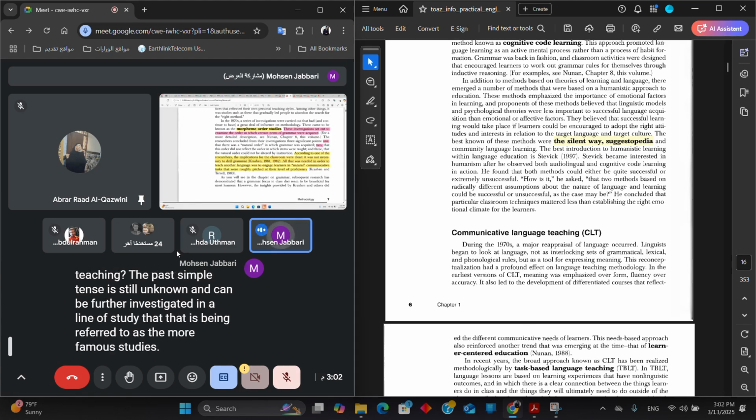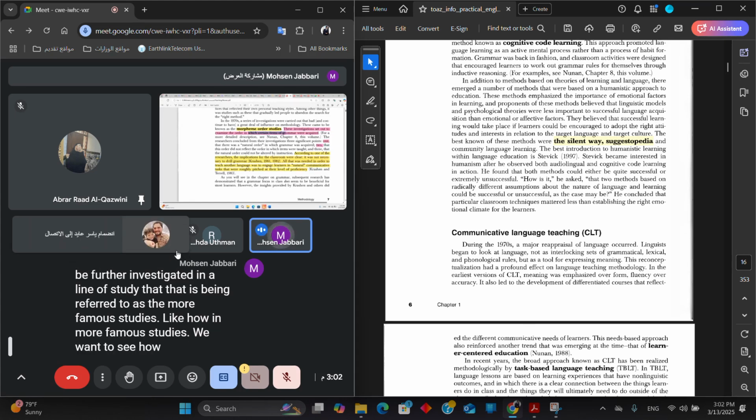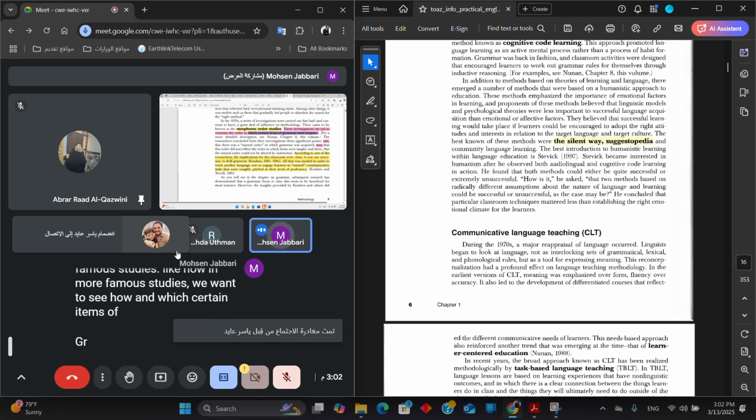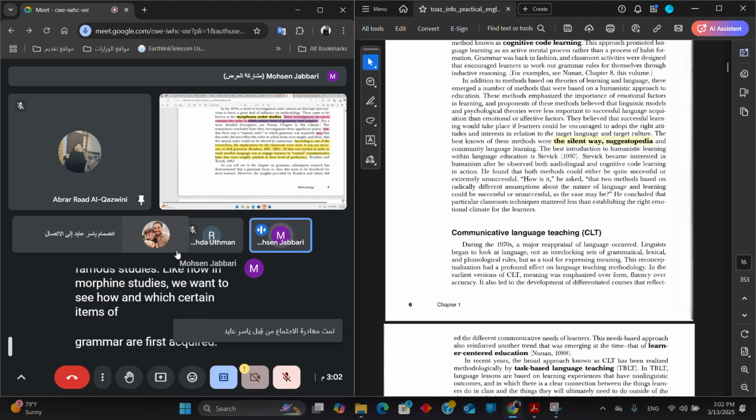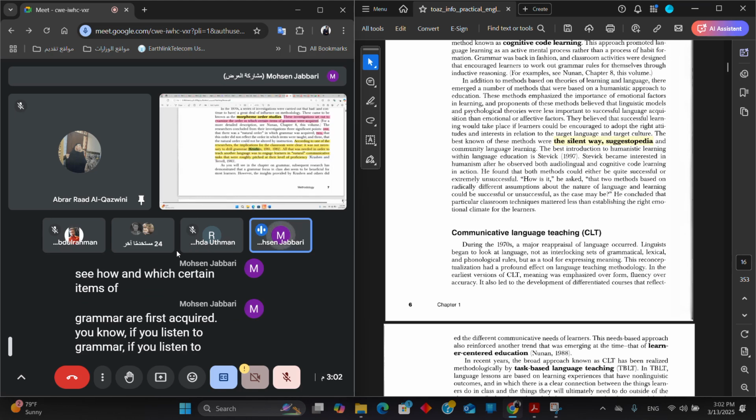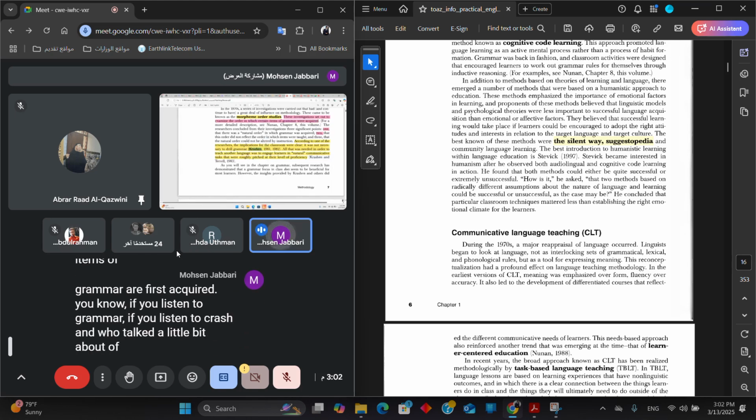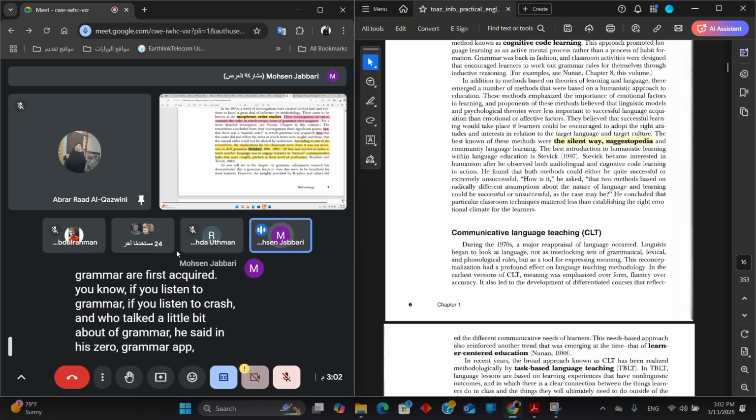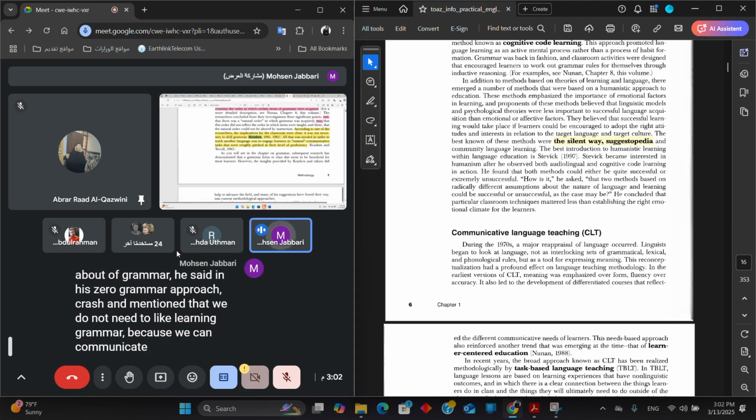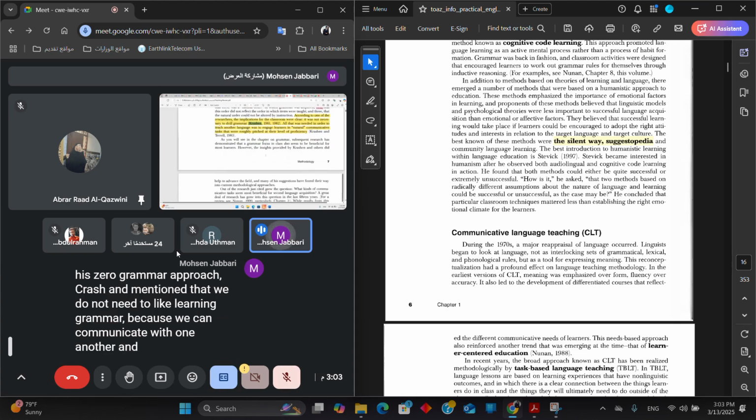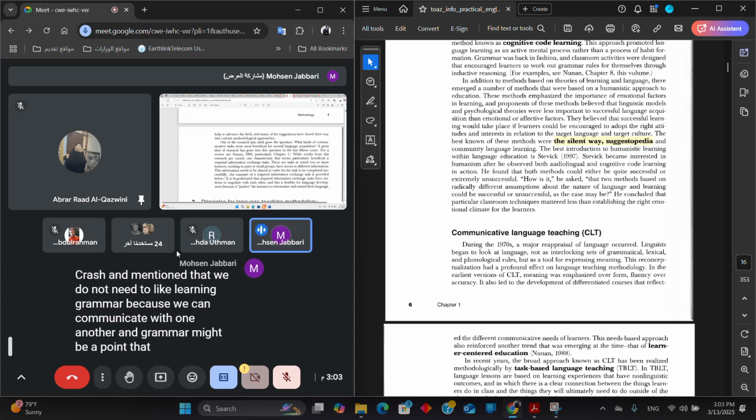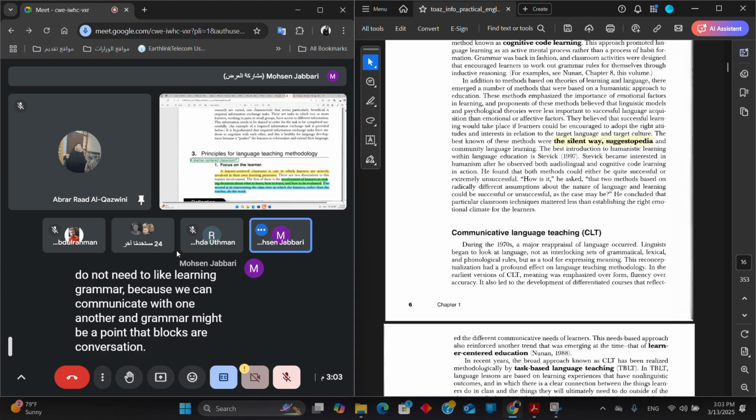Like how in morpheme studies we want to see which certain items of grammar are first acquired. If you listen to Krashen, who talked a little bit about grammar, in his zero grammar approach, Krashen mentioned that we do not need to learn grammar because we can communicate with one another, and grammar might be a point that blocks our conversation.